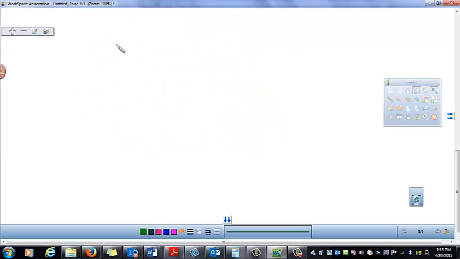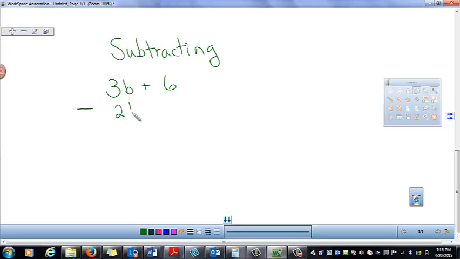Now we're going to look at subtracting. Subtracting is a little bit harder, but you guys can handle it. So if we have 3b plus 6 minus 2b minus 1, if it's subtracting, you basically have to change the sign. So you're subtracting everything. So you have 3b minus 2b. So 3b minus 2b is 1b. And here you have 6 minus negative 1. So that becomes plus 7, because when you have a minus and negative, it becomes a plus.